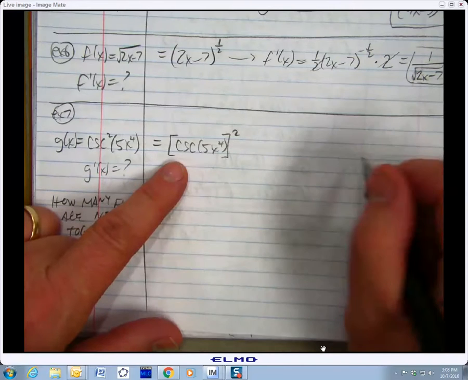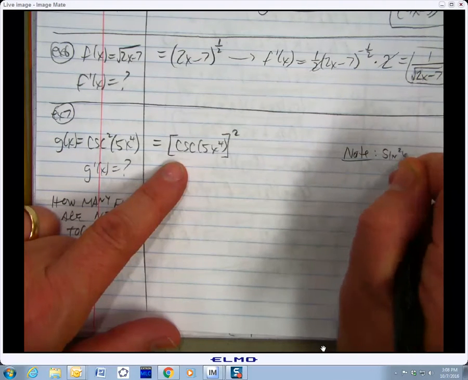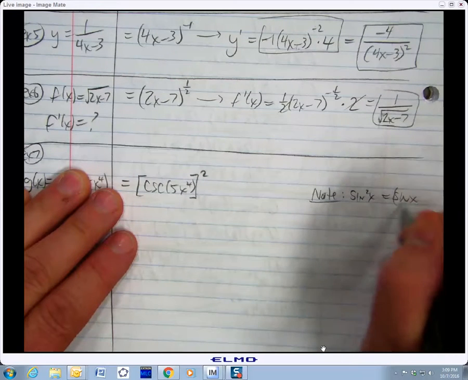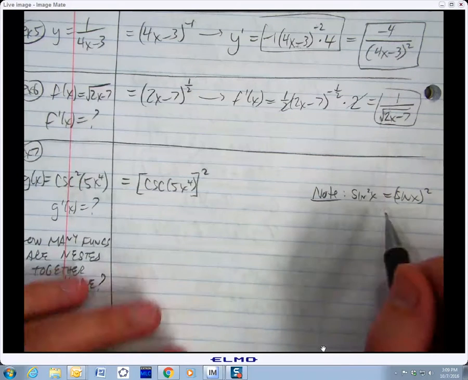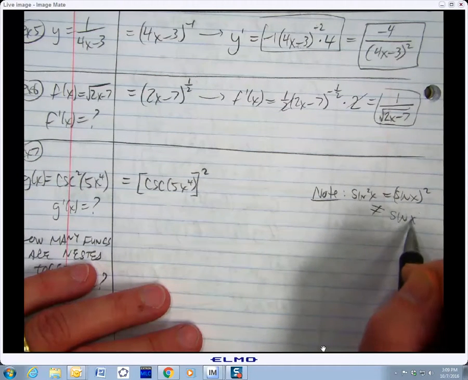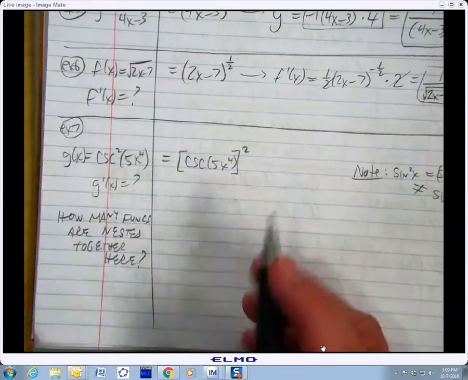And a little note for you. Sine squared of x is sine of x quantity squared. Okay. Sine squared of x is not the same as sine of x squared. Okay. So let's go ahead and get started.